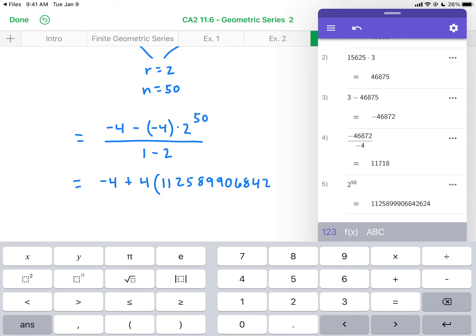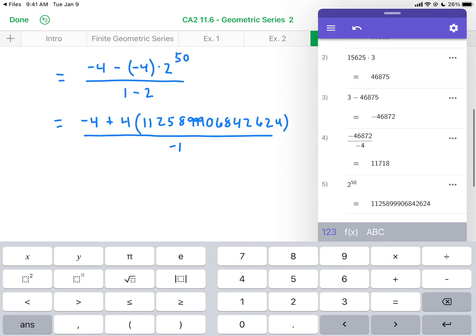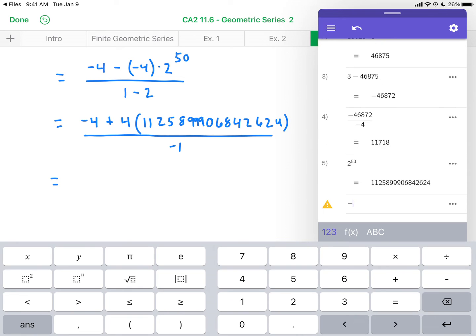Four two 624. Did I write that out correctly? Oh, I missed the 9. You're right. How's that look? Okay, now we've got to multiply that by 4. How about I do all this at once rather than writing this big long number out again? So let's do negative 4 plus 4 times that answer, divided by, let's see, divided by negative 1.